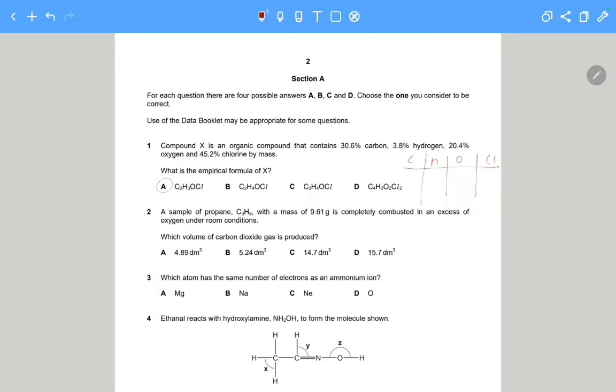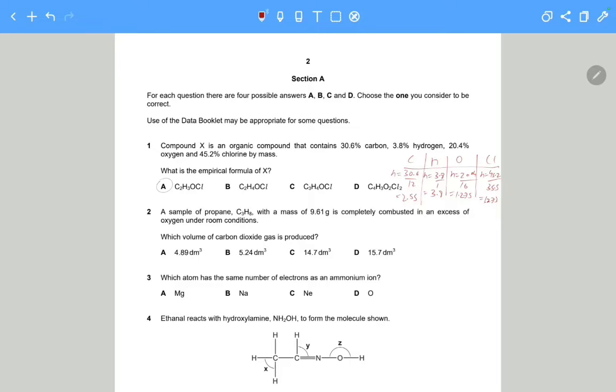So we need to calculate the empirical formula, and therefore we'll assume that we have 100 grams of the compound to make the calculations easier. We calculate the number of moles for each one. For carbon it is 30.6 over 12, which is equal to 2.55. Hydrogen it is 3.8 over 1, which is equal to 3.8. And oxygen it is 20.4 over 16, which is equal to 1.275. And for chlorine it is 45.2 over 35.5, which is equal to 1.273, approximately equal to 1.275.